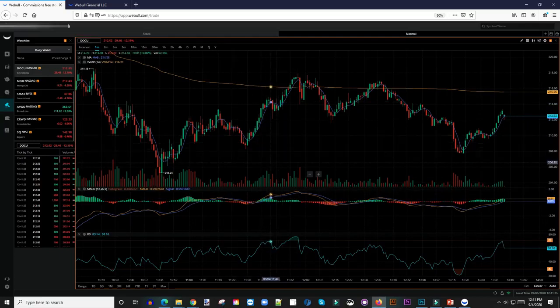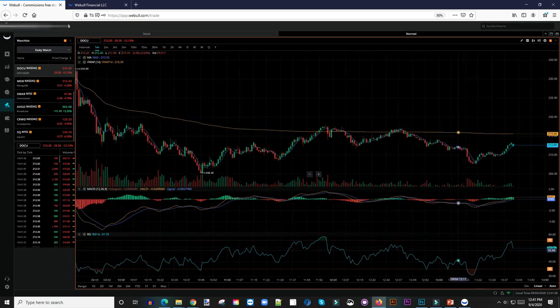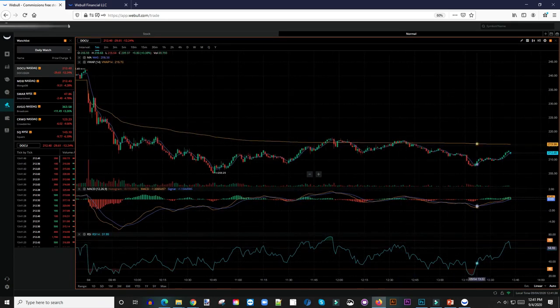Here's how I personally use it for my trade, to guide me when to go in. Once you see your RSI down here, the RSI gives you two key numbers.